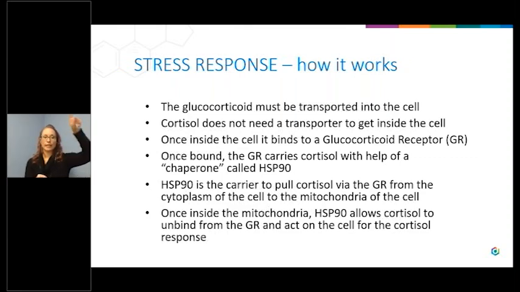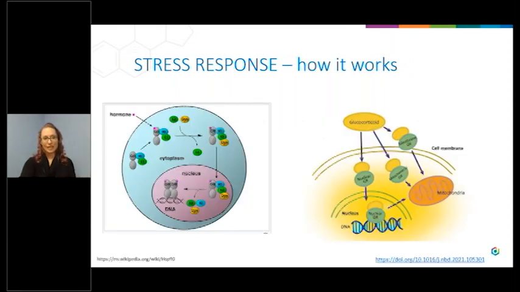When the cortisol is kind of hanging out, the glucocorticoid receptor is kind of waiting for cortisol to come over. The heat shock protein 90 hangs out on top of the glucocorticoid receptor, waiting for cortisol to come over and do its job. And then the heat shock protein 90 can escort it over to the mitochondria to do what it's supposed to do. Once that happens, you can have the cortisol response in the cell.